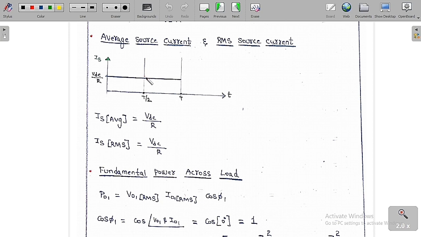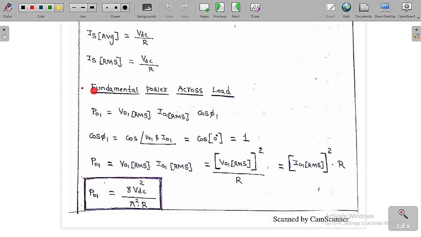From T by 2 to T, S3 and S4 are on. So whatever the output current is, the source current is the negative of the output current, so we again get plus VDC by R. So we get a straight line for all the time, equal to VDC by R. So the average value is equal to the peak value, and the RMS value is also equal to the peak value, which is VDC by R.